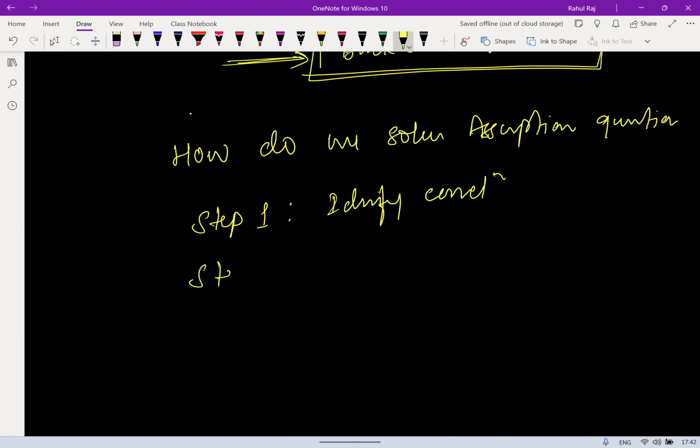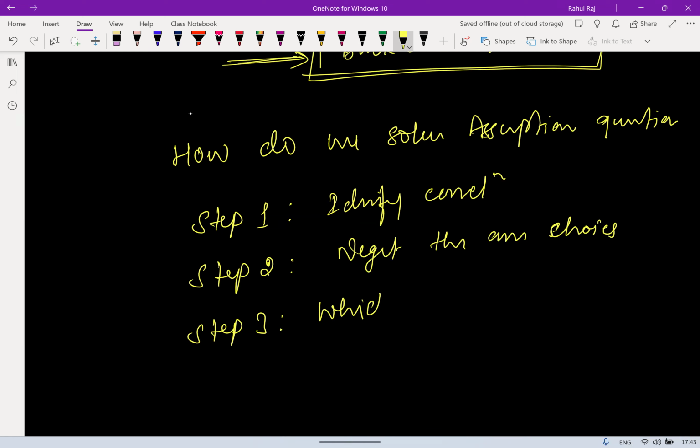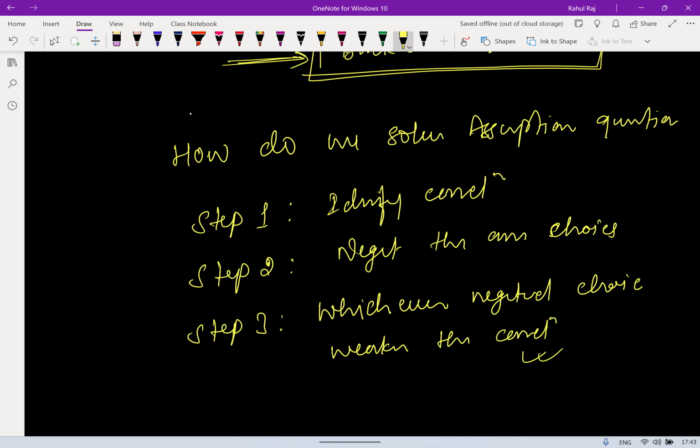What is step two? Negate the answer choices. I'll explain it to you very well. Negate the answer choices. Step three is whichever negated choice weakens the conclusion, that is your answer. Straightforward logic.